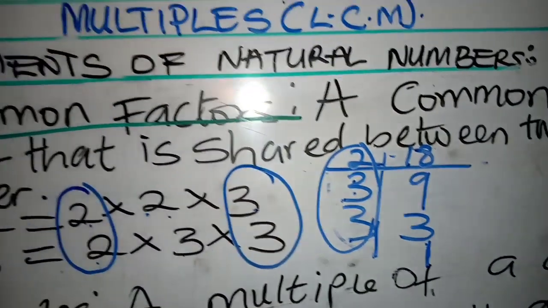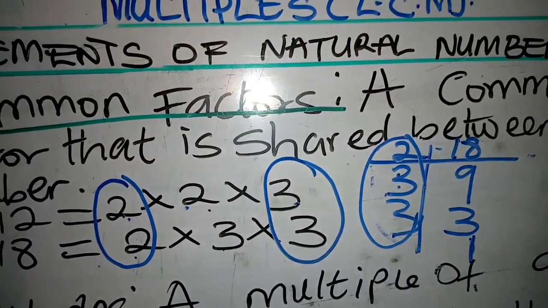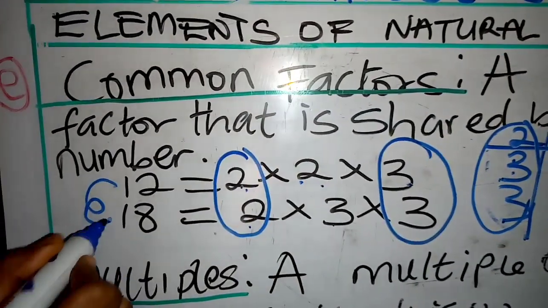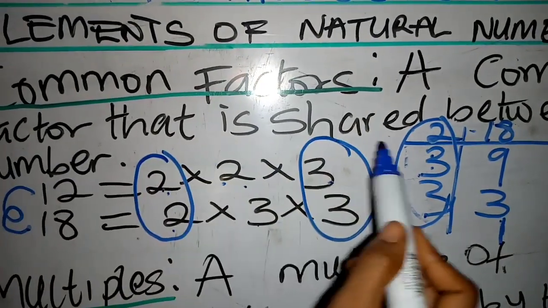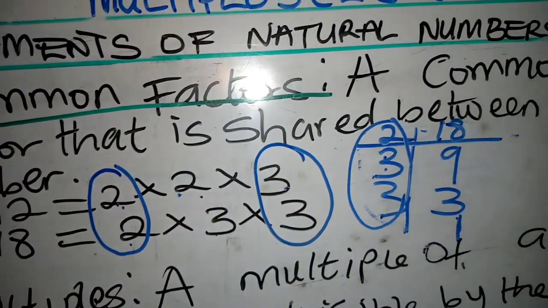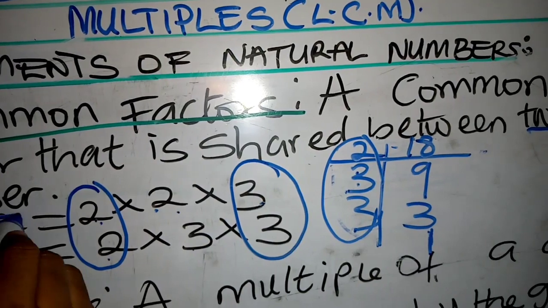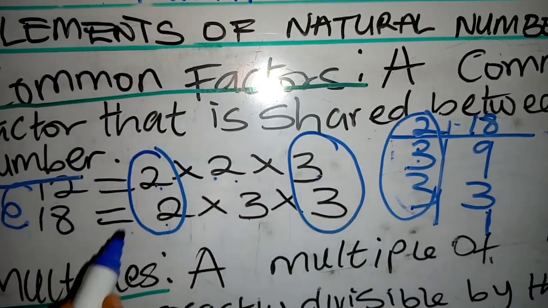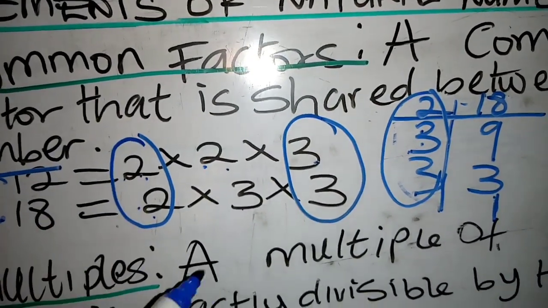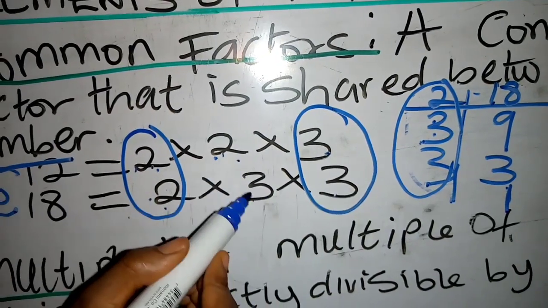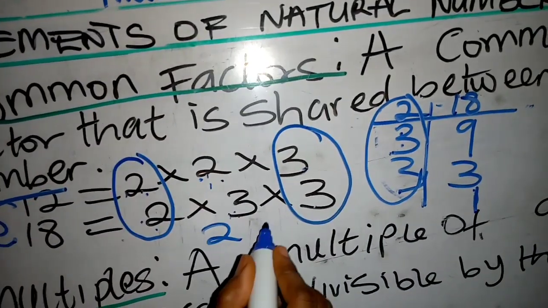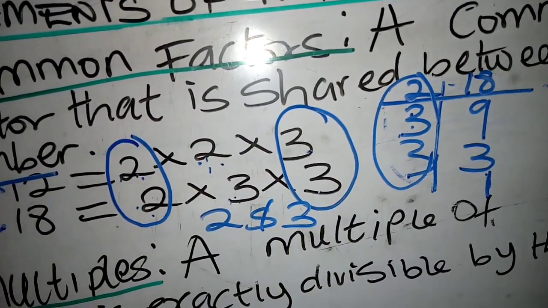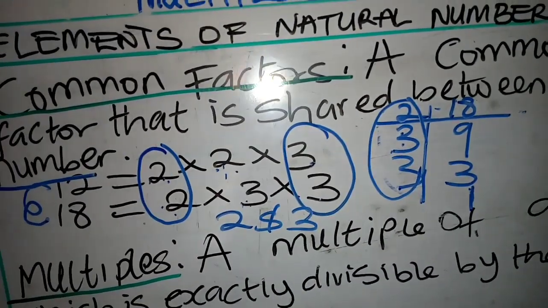So we have common factors, that is what is shared between 12 and 18. That's what we call a common factor. A common factor is a factor that is shared between 2 or more numbers. That's the key point. Any factor that is shared between 2 or more numbers, we have 2 and 2, we circle it, and 3 and 3. 2 and 3 are not the same, so we can't circle. So the common factors between 12 and 18 are 2 and 3. That is common factor. Let's move to multiples.